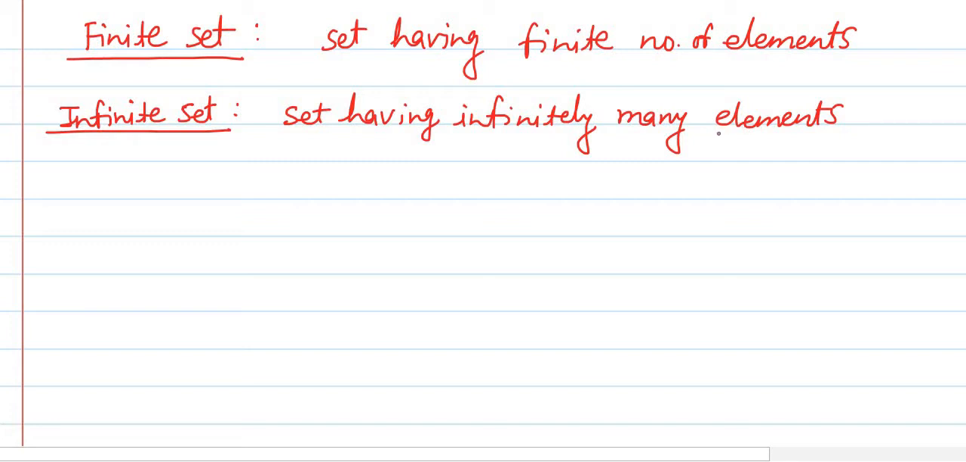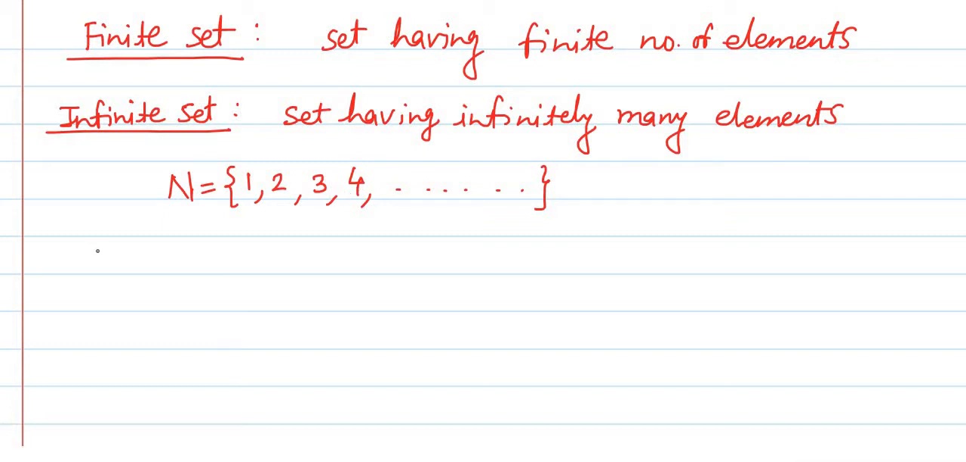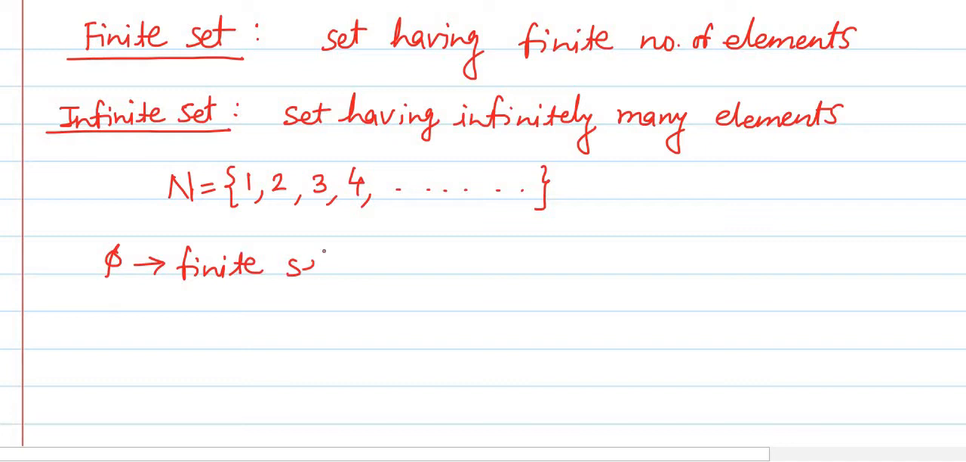For example, if we consider the set of all natural numbers, then if we start counting elements in this set, then the process of counting never ends. Then clearly this set has infinitely many elements in it, therefore it is an infinite set. Here it is to be remembered that the empty set phi is a finite set.